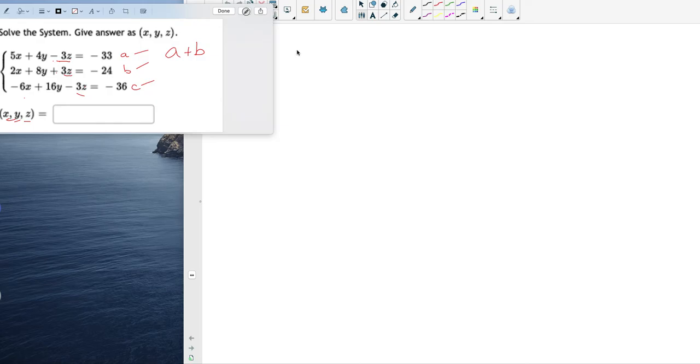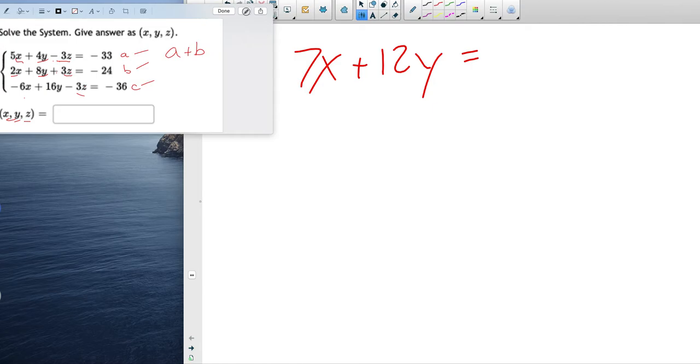If I do that, I get 7x, because 5x plus 2x. And then I get 4y plus 8y, which is 12y. The z's cancel, so now I have negative 33 minus 24. I get negative 57. So now I've eliminated the z. I just have x and y.